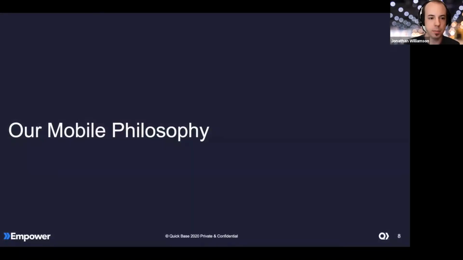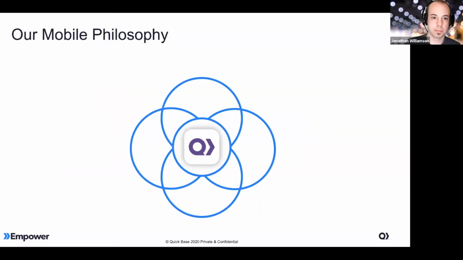So starting out, our mobile philosophy at QuickBase. We've broken it down into 4 core tenets, and the first one is instantly ready. And what we mean by this is that QuickBase Mobile is instantly available to any builder who creates an app on QuickBase. There's no creating of a mobile app. There's no figuring out which pages go where or how the navigation works. It just perfectly blends from your desktop QuickBase experience into a mobile app.